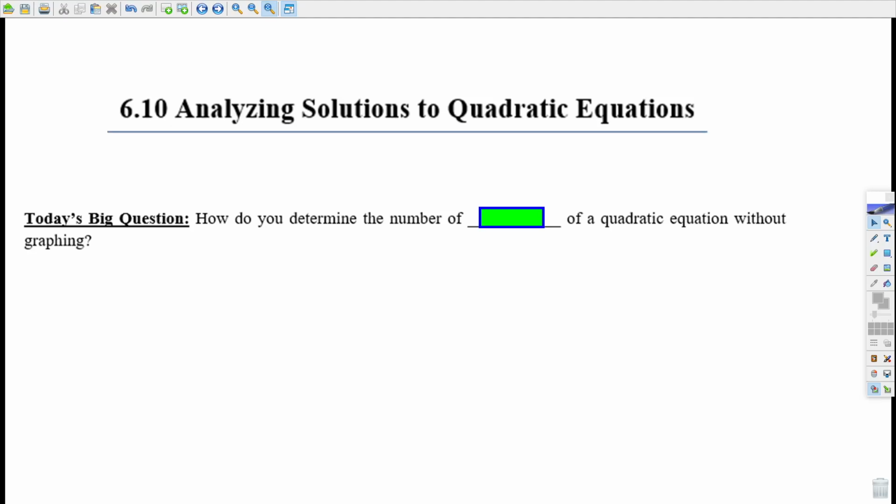We are finally on the last section of Chapter 6. 6.10, Analyzing Solutions to Quadratic Equations. And luckily, it's not really that bad. We did some imaginary numbers, and we're going to do some more work with that a little bit. But we're also going to take some of the quadratic formula and use that today as well.